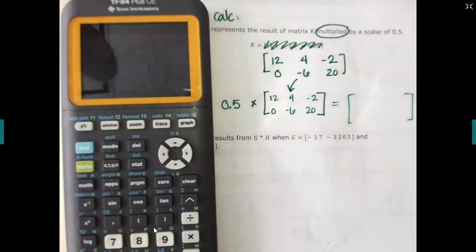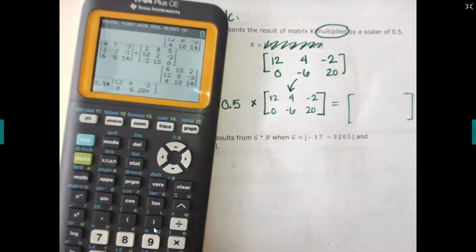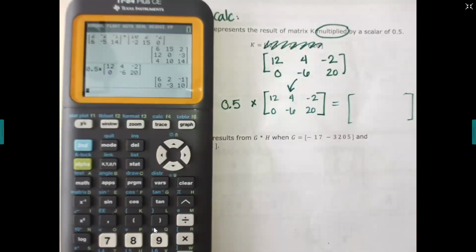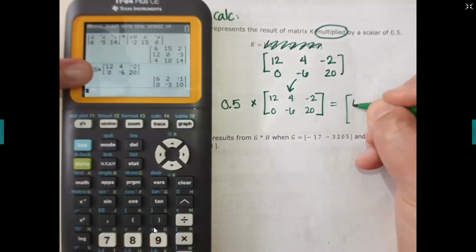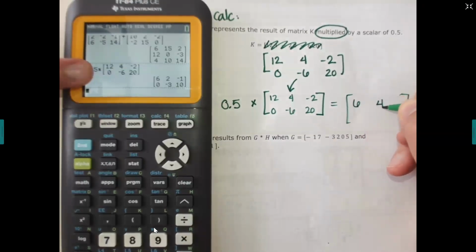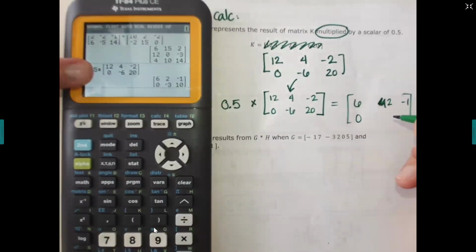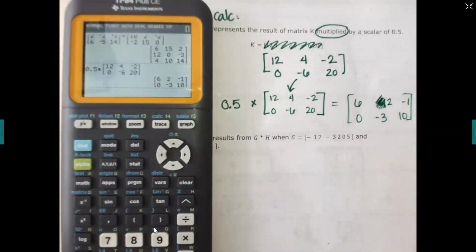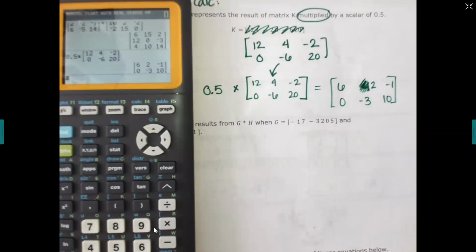So you should notice that your answer, 0.5, that's the same as a half, so all your numbers cut in half. So your 12 is now a 6. That's now a 2. And that's now a -1. Then a 0, -3.